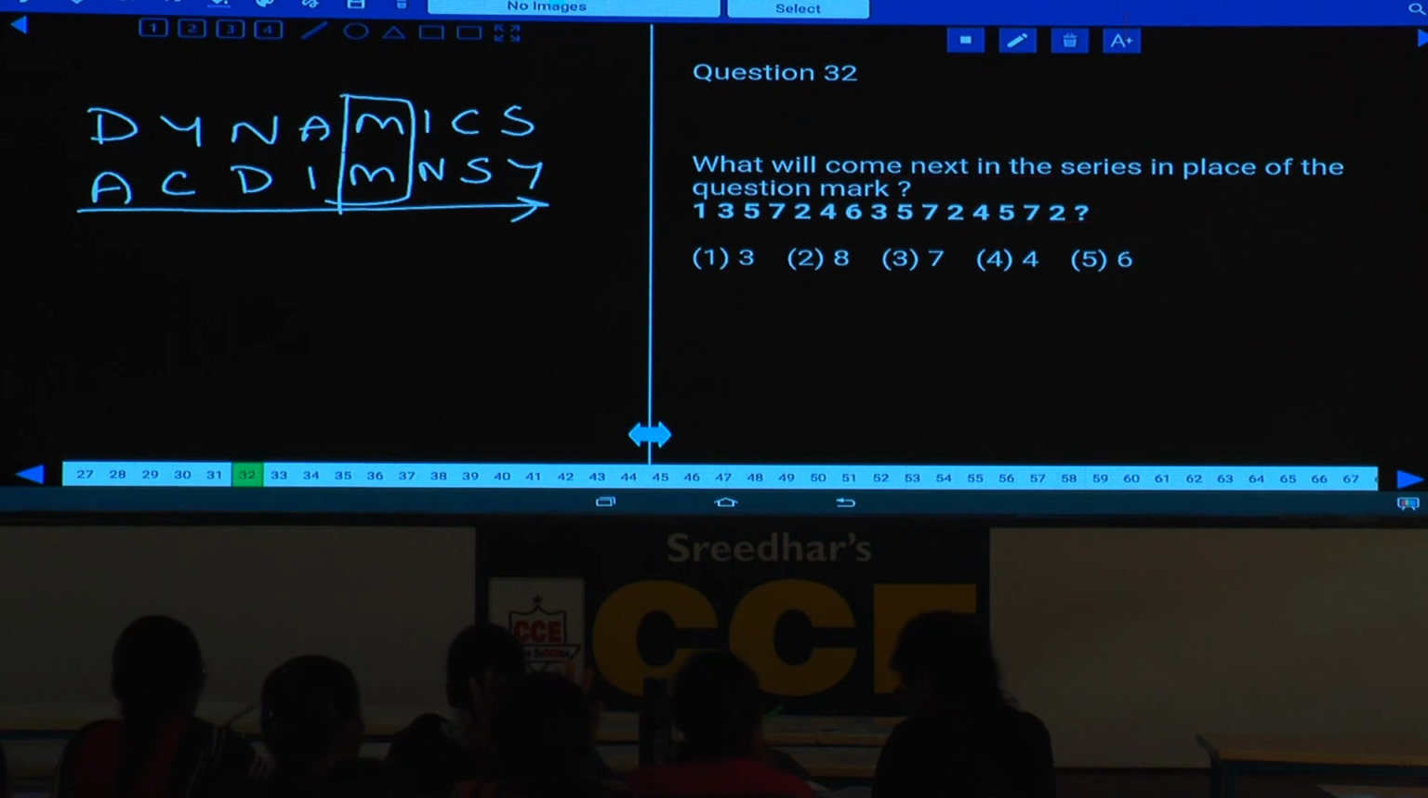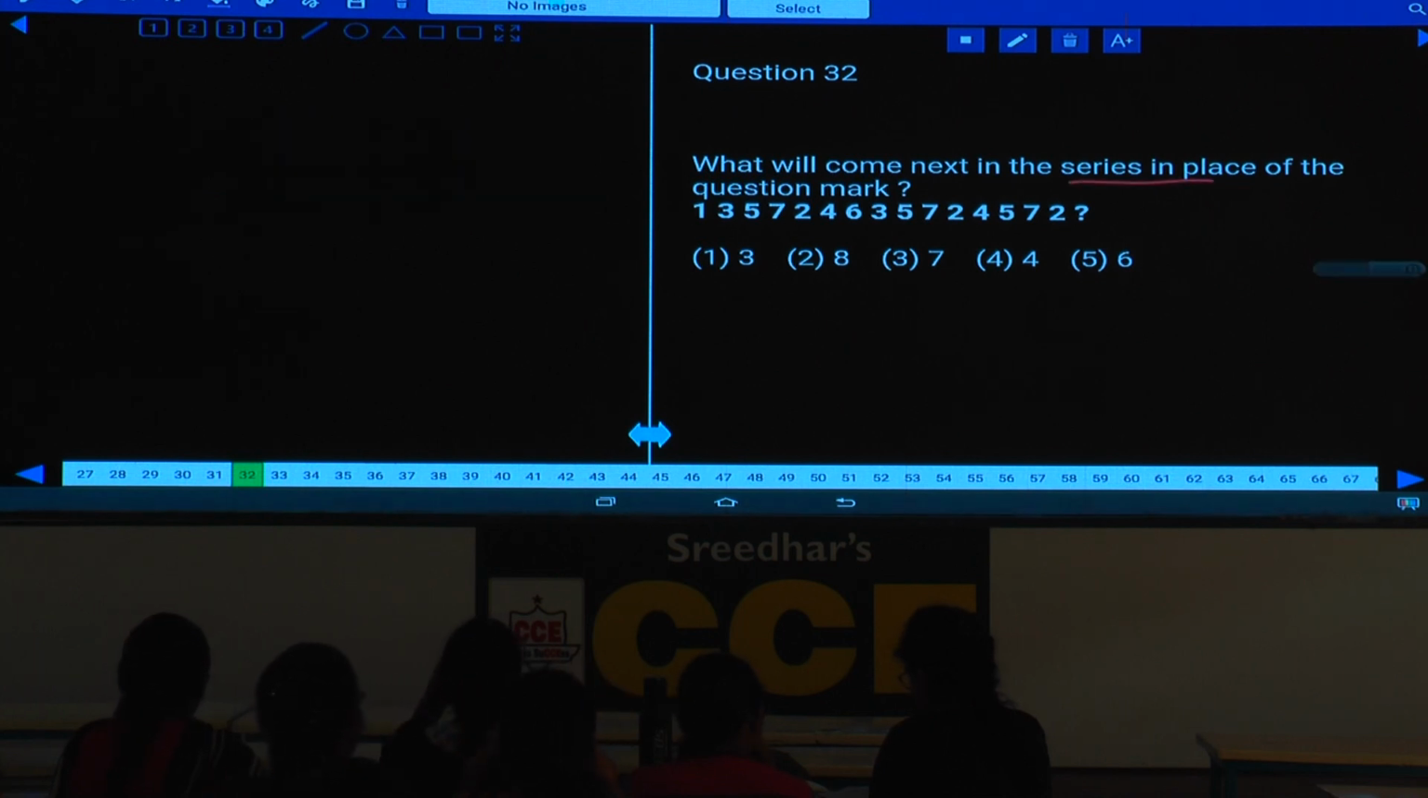Then question number 32. Now in this question, 1, 3, 5, 7: what will come in the series in place of the question mark? 1, 3, 5, 7 are the numbers given here. These 4 numbers are odd numbers in the ascending order, followed by 3 even numbers. 4 odd numbers, 3 even numbers. Among these 4 odd numbers, 1 is subtracted, then 3 odd numbers remain. And from the even numbers, 1 is subtracted and 2 and 4 will remain, isn't it?